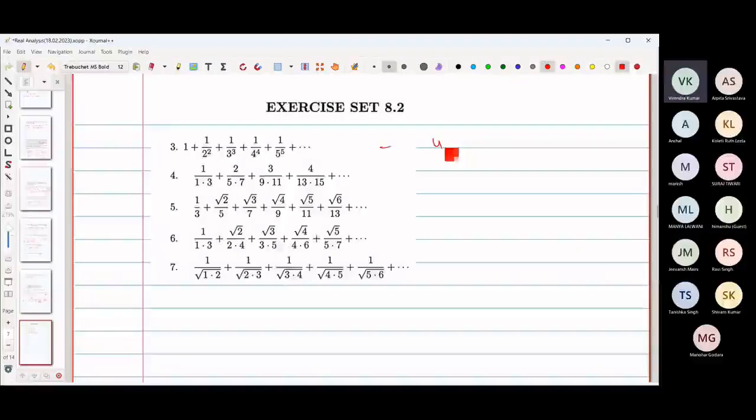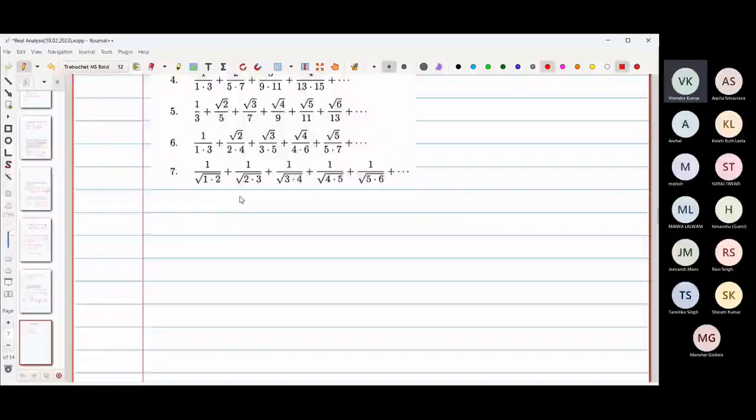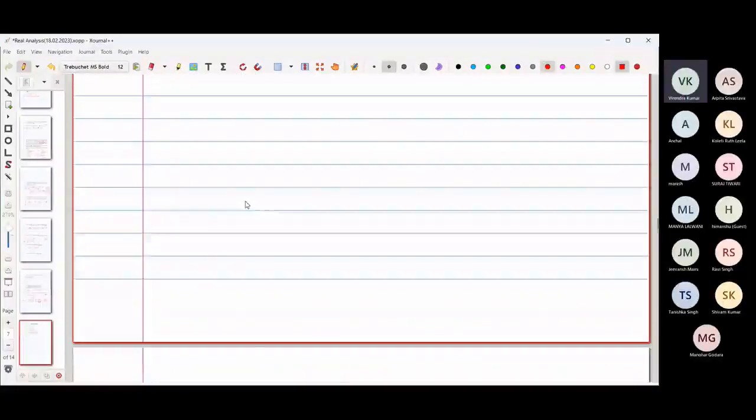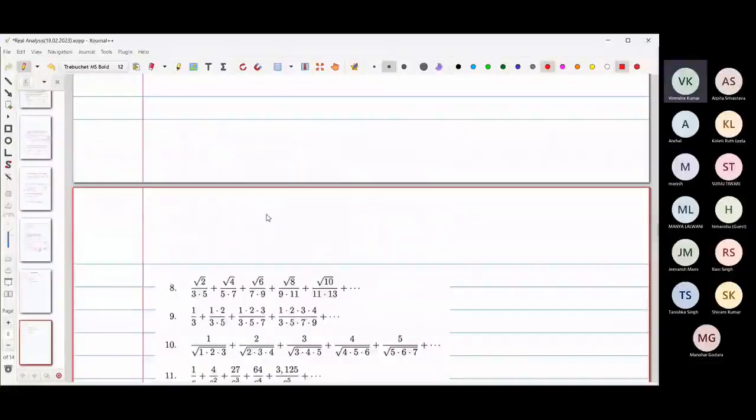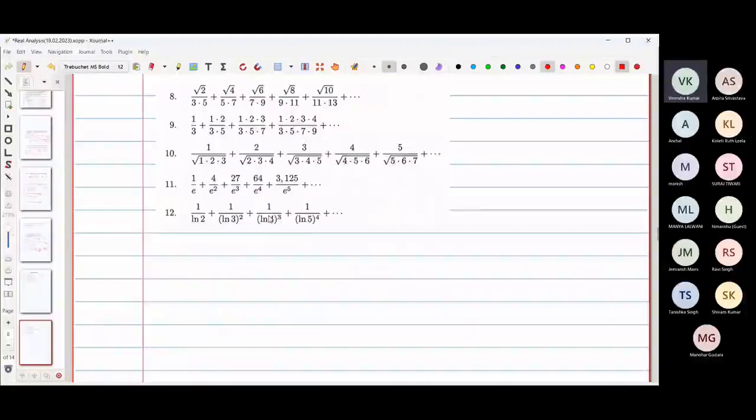What is un in this case? One upon n to the power n, no? Yes, sir, n to the power n. Yes. So similarly, you can find it out and you can use the ratio test. Of course, we have discussed this plenty in the classroom. Some questions we have not touched, which I'm going to discuss today.